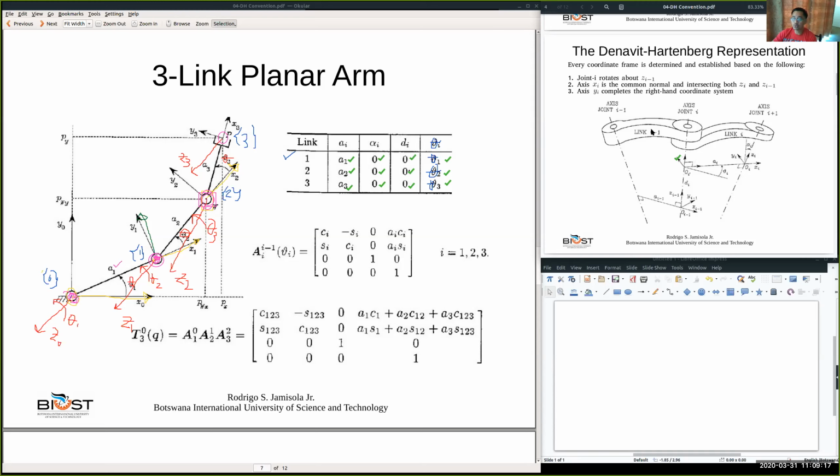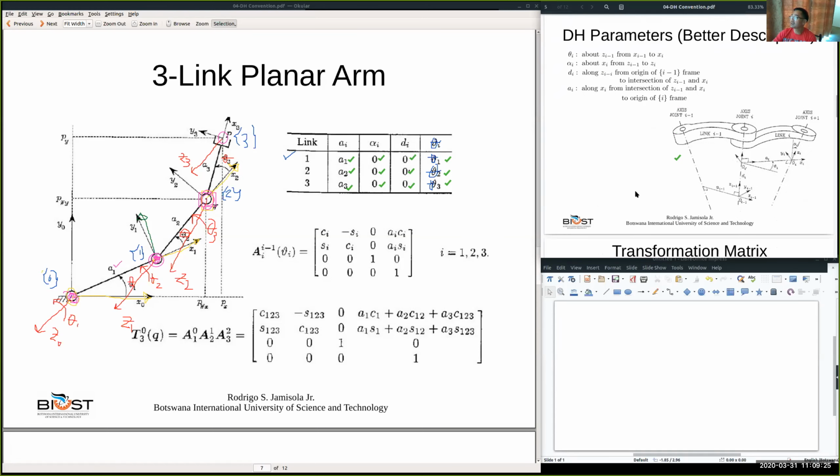And then once we identified how the frames are assigned and attached to each of the joints of the robot, we identify the four DH parameters: theta i, alpha i, di, and ai. So now, after attaching the reference frames, we identified all four parameters for each joint or each link. After all the DH parameters are identified, we will already know how to compute the transformation matrix.